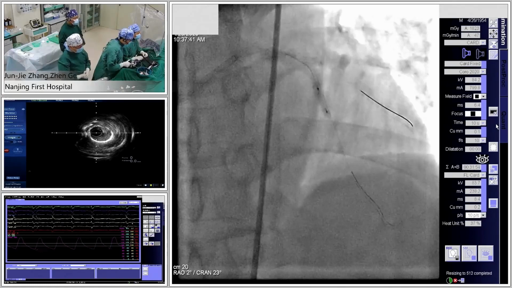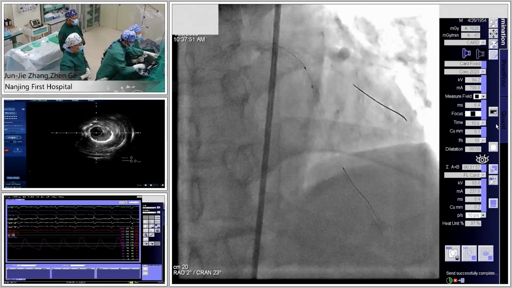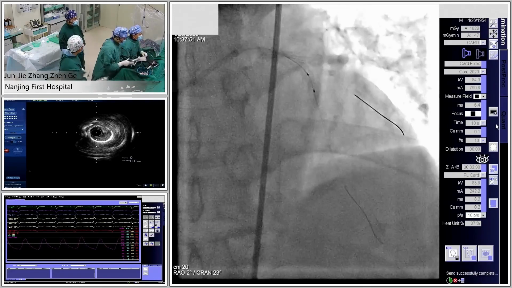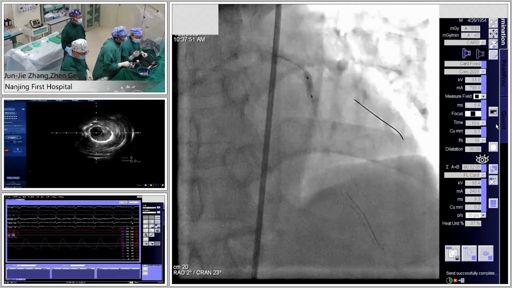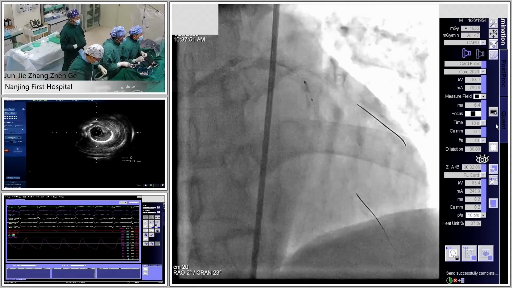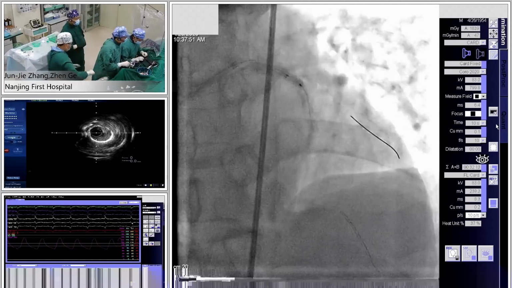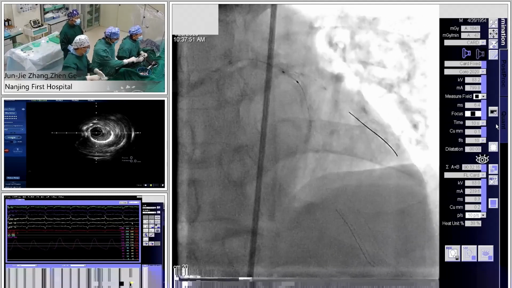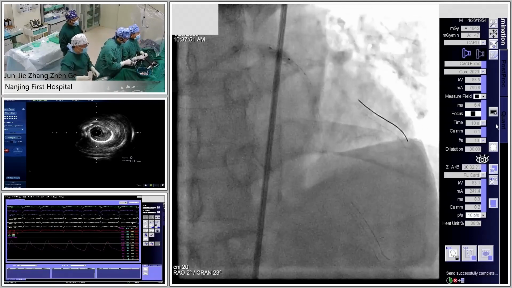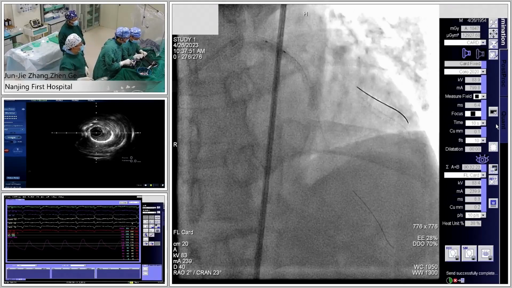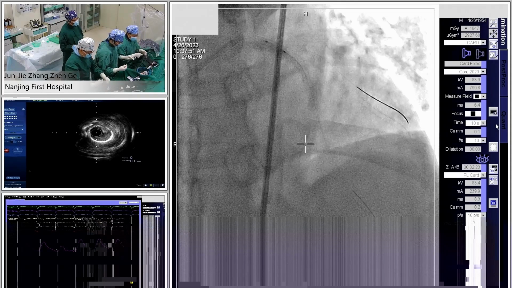16. Because I think time is limited, Doctor, we can directly insert the balloon into the side branch. 2.75 NC balloon to the diagonal and do the post dilation of the diagonal at 16. And also this 3.0 balloon can be used as an angle ballooning to facilitate the 2.75 balloon entering into the diagonal.